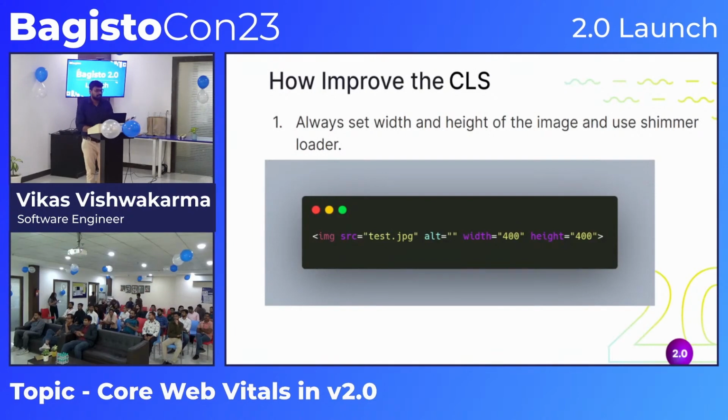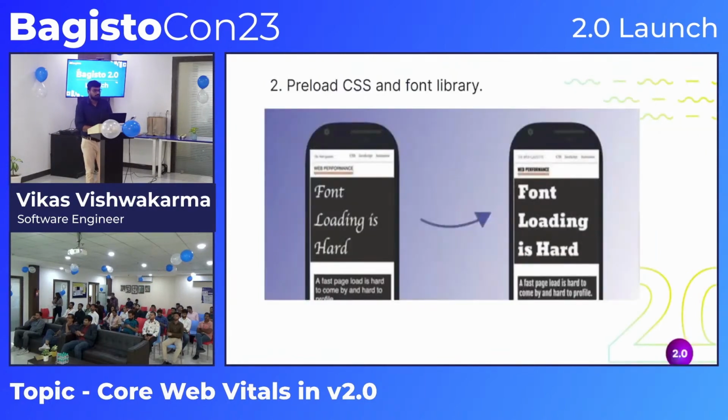Set the width and height of the image and use shimmer load. Shimmer load is a component. We are using the shimmer load component as a placeholder in Bagisto 2.0. Also preload your CSS and font library. Sometimes when a website loads, you see the text font look different, and after your website completely loads in the browser, the font totally changes. So how do we solve it? Use preload in the header section for the CSS and font library.